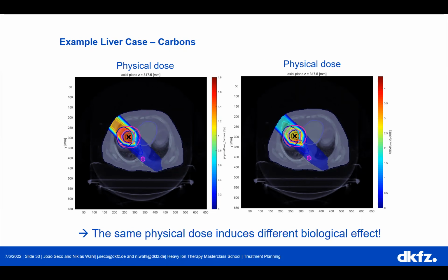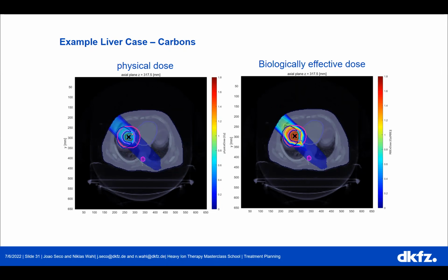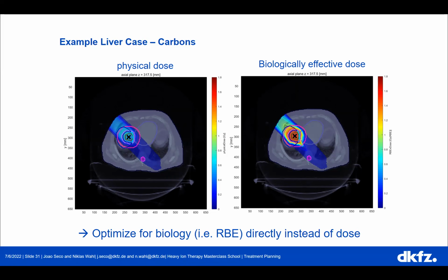So here's an example. What happens if you optimize for biological dose? In the case on the right, I've optimized for the biological effect. I've maximized the carbon biological effect on the tumor. And if I just represent the dose on the left, you see it's completely different from the right. So when we do ions, we have to try to understand what the RBE of the ion is, and we have to use that information to optimize based on that. That's what we call optimizing for biology, or using RBE instead of dose.